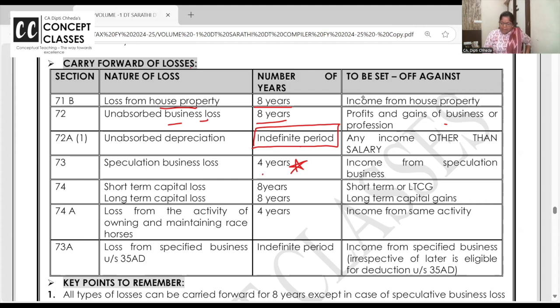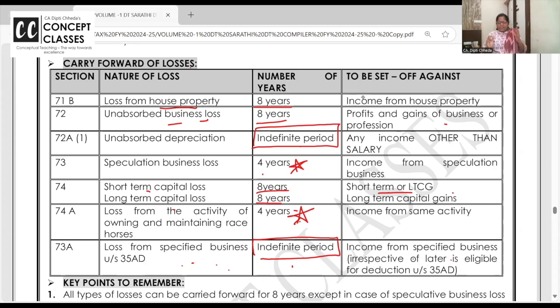Short term and long term capital loss, 8 years. Here it is written for both short term and long term. Loss from the activity of owning and maintaining horse races, 4 years. Same business, owning and maintaining horse races, 4 years. Loss from specified business, 35AD, 2-star and above hotels, warehouses and all: indefinite period you can carry forward loss to be set off.